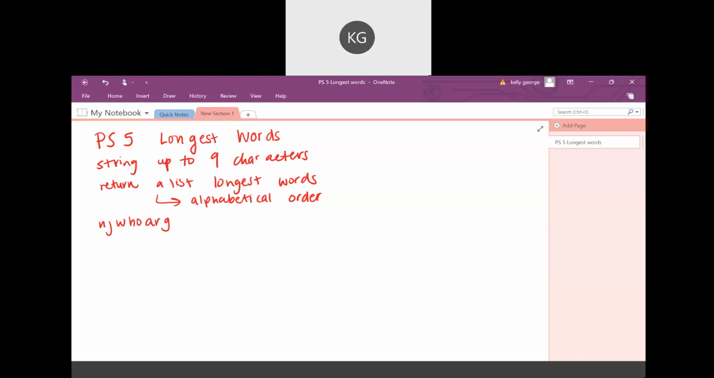Okay, yeah, so it's N, J, W, H, O, A, R, G, and then U. And then it returns the longest words, jargon, and powering. So make sure that you print all of the words that are the longest word length, not just one word. Or don't stop your code when you reach the longest word.